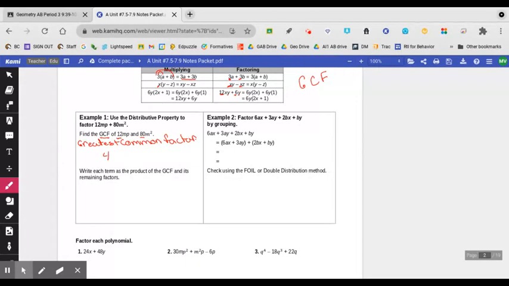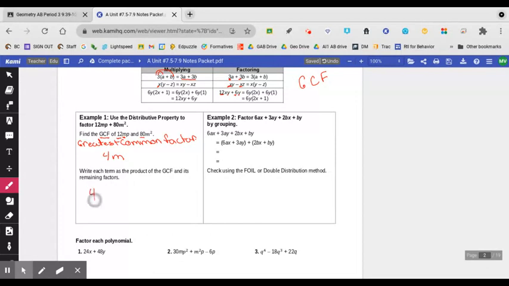And then we're looking at our variables. When we're looking at our variables, we want the highest exponent of each variable that's in both. Since p is only in 12mp, p cannot be used. And then m, for 12mp, we have an m. So that's the highest one that's in both. So now our GCF is 4m.